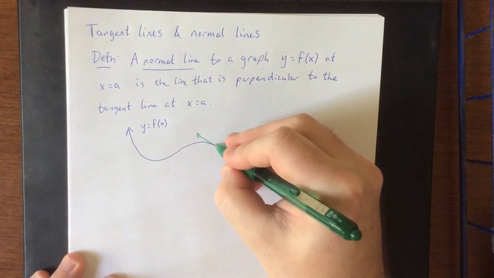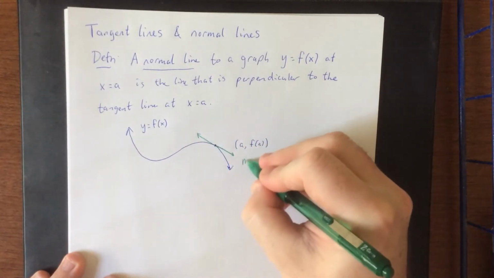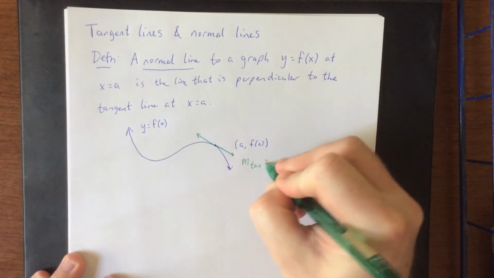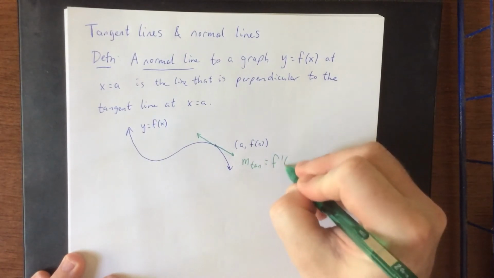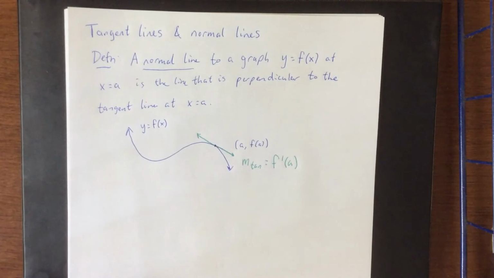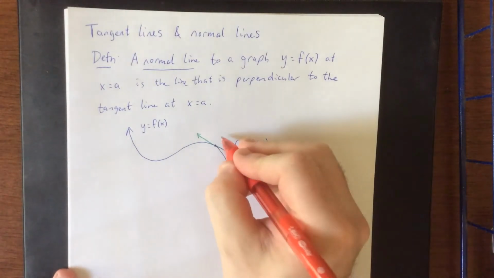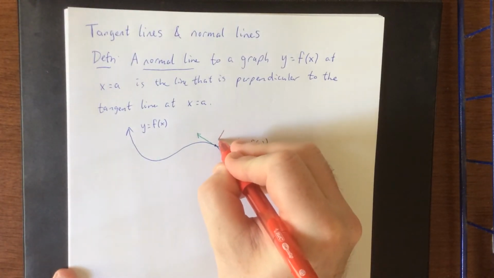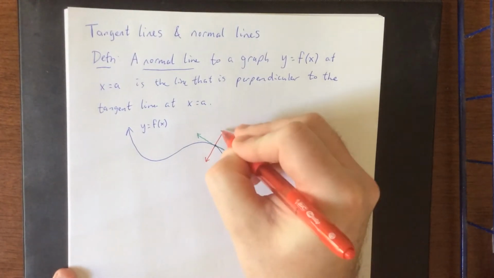And the slope of this tangent line would be equal to f prime of a. You take a derivative, we plug in the x value that was given to us, and that's that. A normal line is a line that is going to be perpendicular to this line.